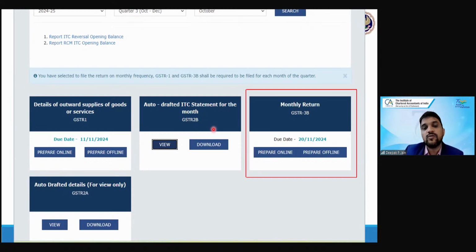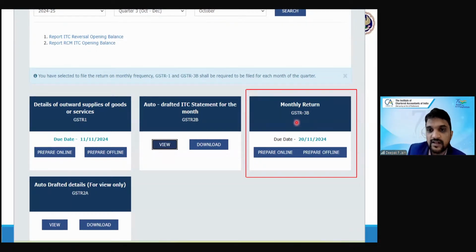In GSTR 2B, you will see what is the credit. Then you will go to your GSTR 3B. In GSTR 3B, what will happen? Whatever we have supplied in 1, the summary of that sales you will file in GSTR 3B, and whatever input tax credit you have in 2B, that you will consider as an input tax credit in GSTR 3B.